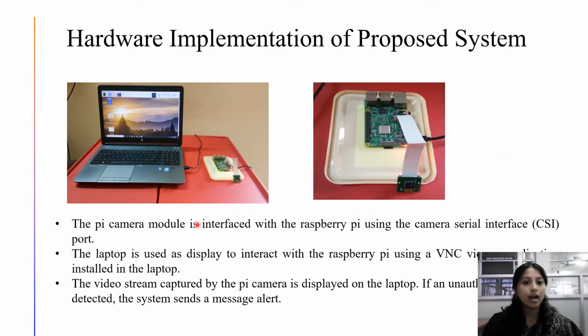This is an image of the hardware implementation of our proposed system. We have used Raspberry Pi 3, and we have used the Pi camera in order to capture the videos from which the image of the person to be identified is extracted and processed. This has been done entirely using the laptop. So we have used the VNC software installed in the laptop to do this. And if an unauthorized person is identified, the alarm message would be sent by the laptop itself.